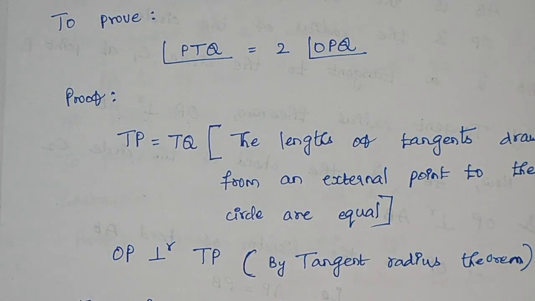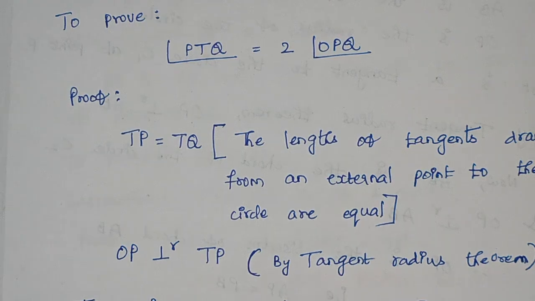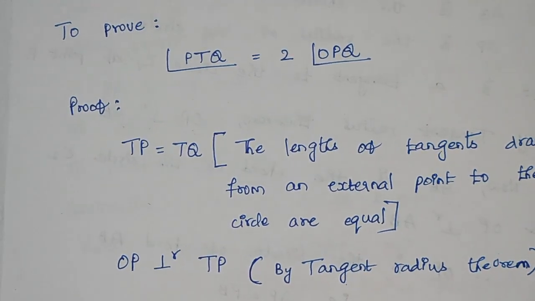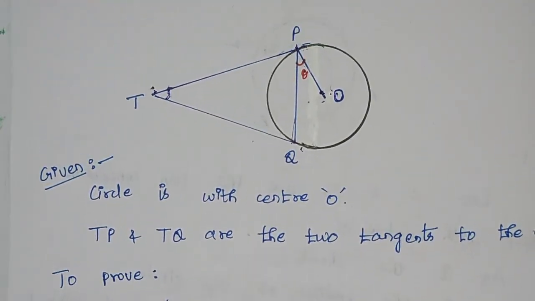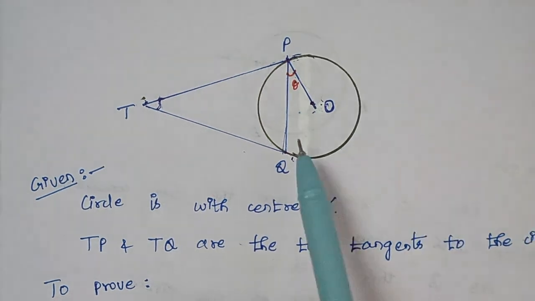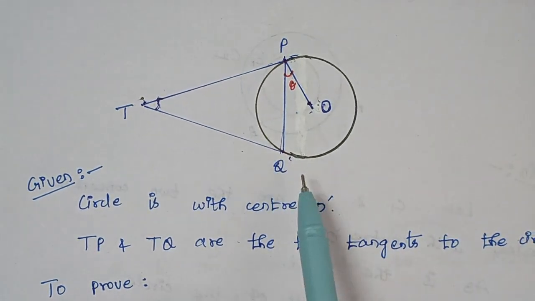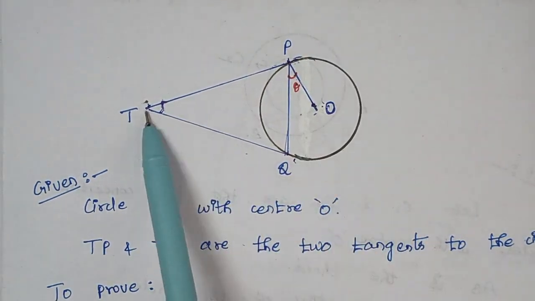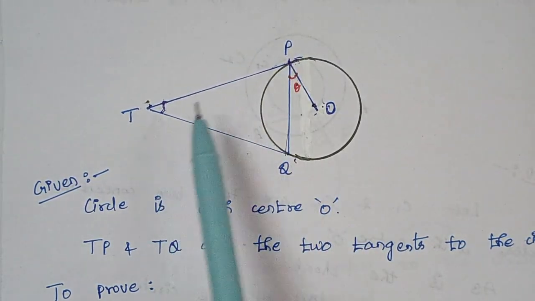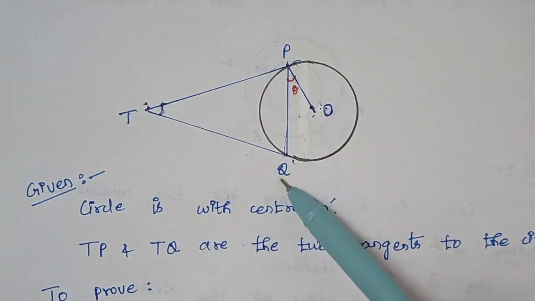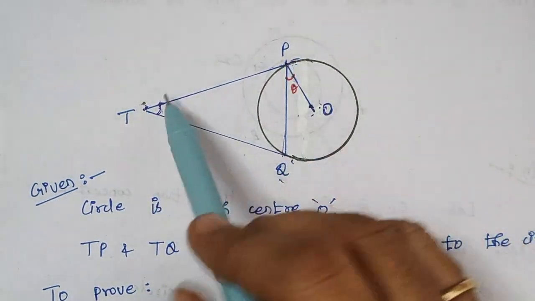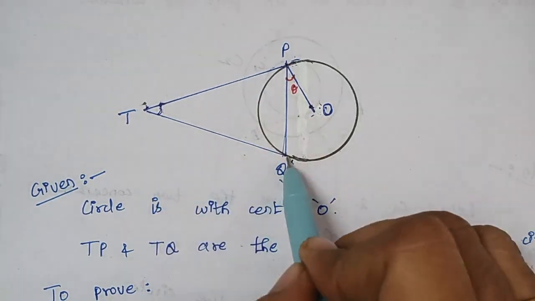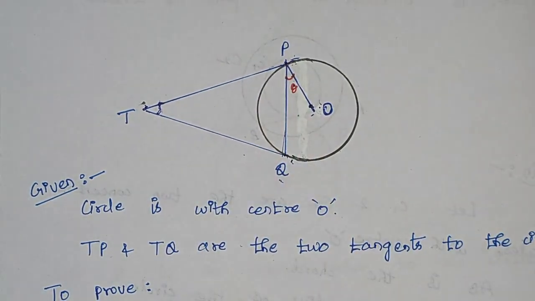You can better frame the sentences. Then again you look back here, right? So by theorem 10.2, what we have concluded is TP is equal to TQ. So now consider this triangle TPQ. In triangle TPQ, you see TP is equal to TQ. What does it mean? That is, two sides of the triangle are equal, right?